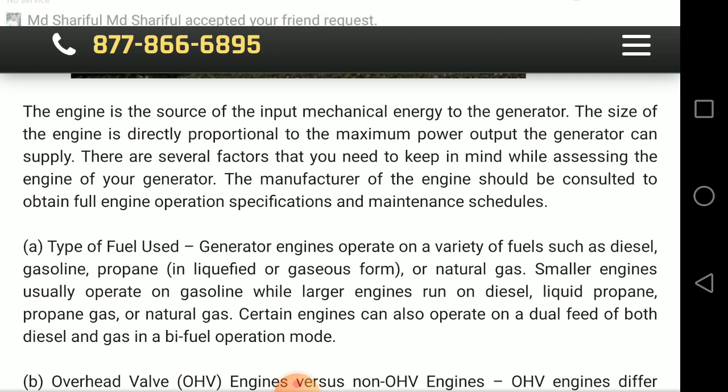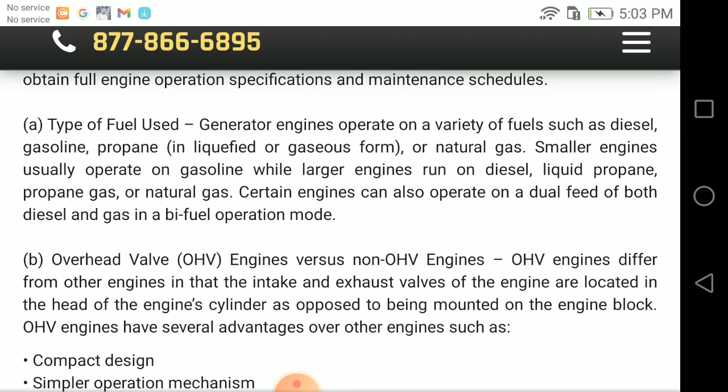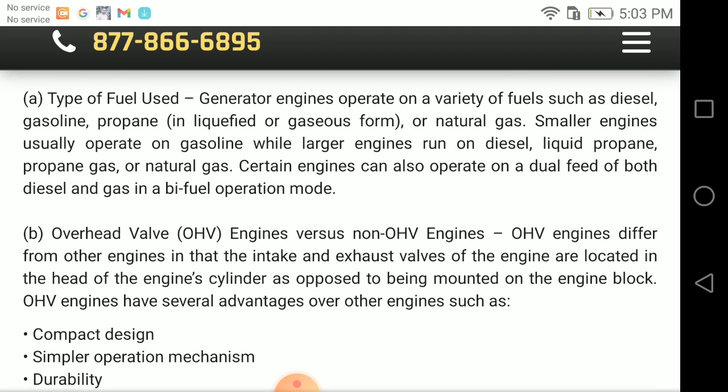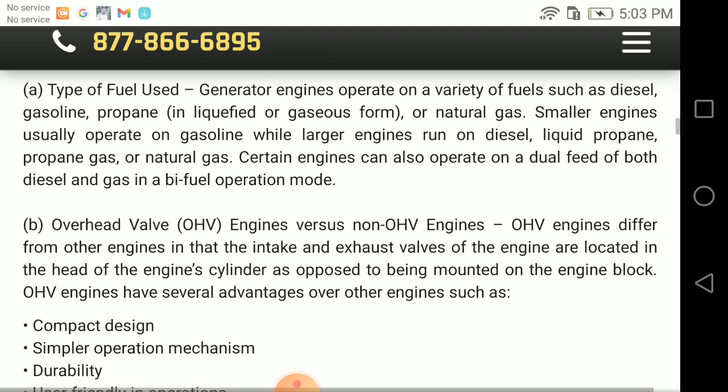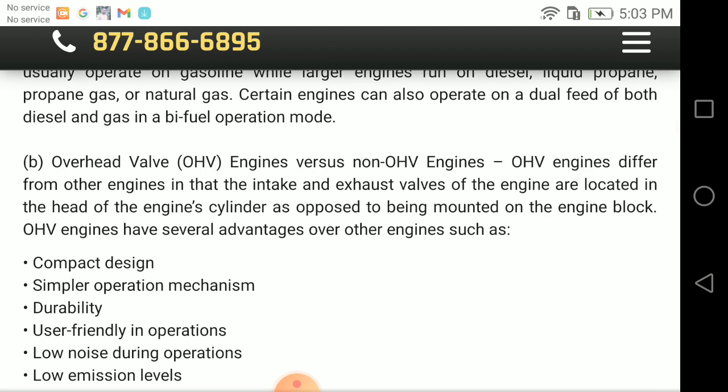Types of fuel used: generator engines operate on a variety of fuels such as diesel, gasoline, propane in liquefied or gaseous form, or natural gas. Smaller engines usually operate on gasoline, while larger engines run on diesel, liquid propane, propane gas, or natural gas. Certain engines can also operate on a dual feed of both diesel and gas in bi-fuel operation modes.